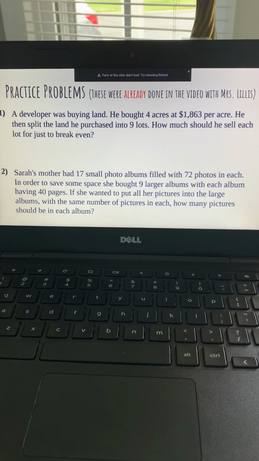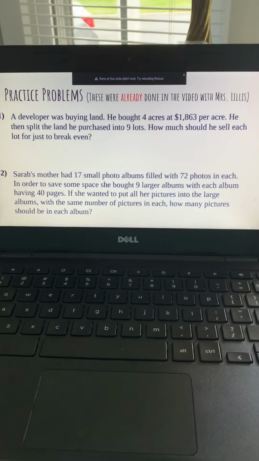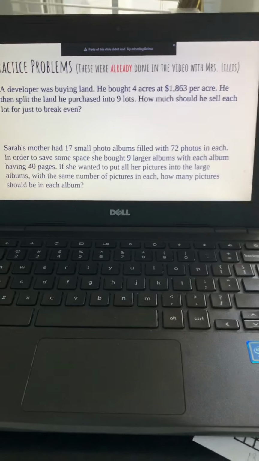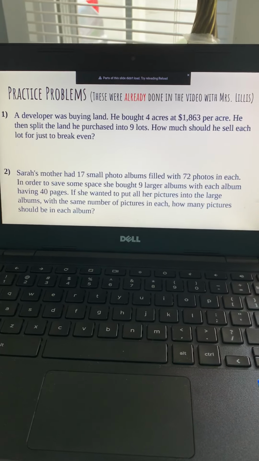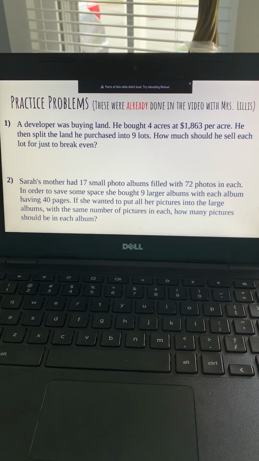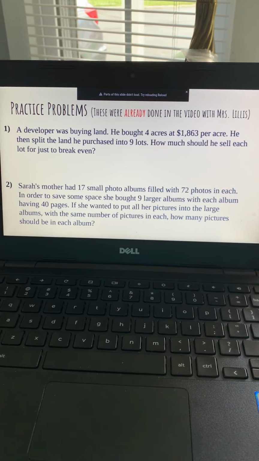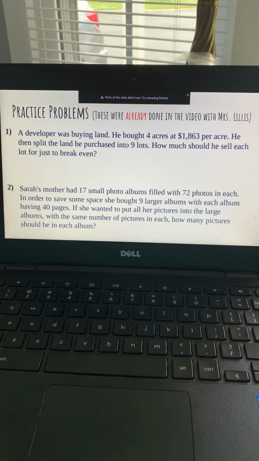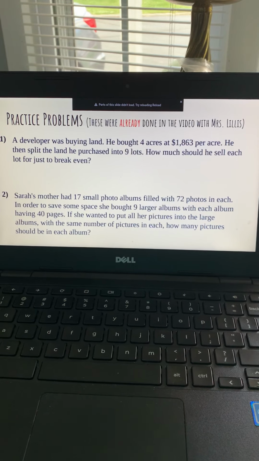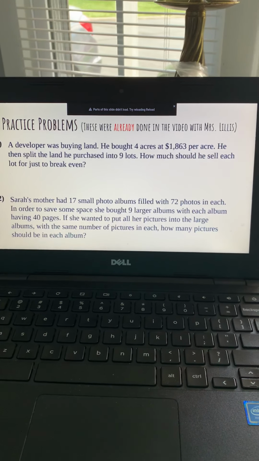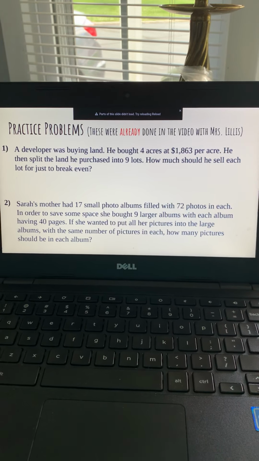Today we're going to be working on some multi-step word problems with a little multiplication and a little division. So today we're going to be looking at this first one, and it says a developer was buying land. He bought 4 acres at $1,863 per acre. He then split the land he purchased into 9 lots. How much should he sell each lot for just to break even?